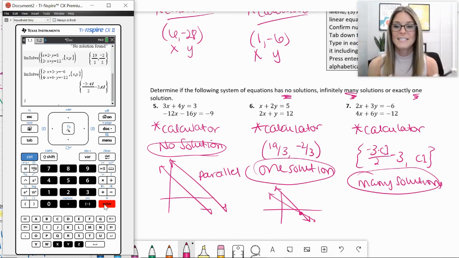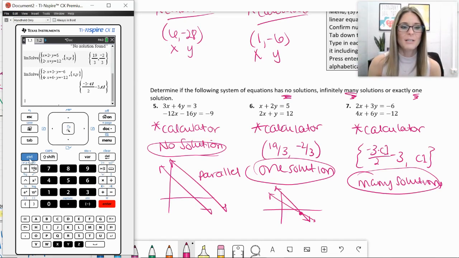So what the calculator has done is written our ordered pair in terms of the y value. Do you see how it wrote the y value as C1? And then our x value is negative 3 times that C1 value, the y value, divided by 2, then minus 3. So it's trying to explain, the best a calculator can, that there are ordered pairs in common, but it's got to be in terms of that linear line. Let's graph it and show you.